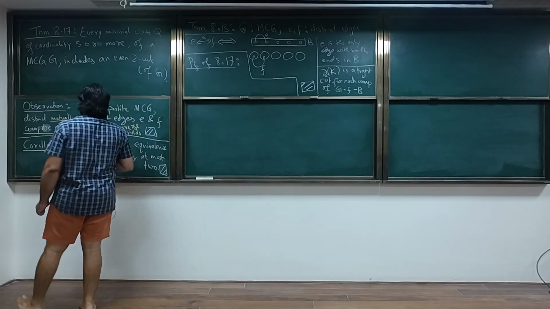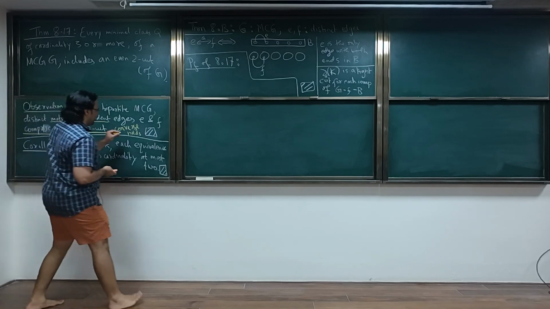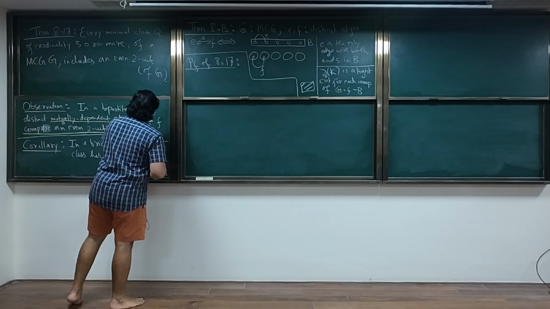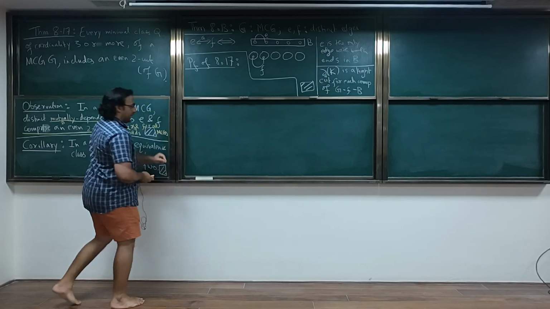If 2 edges comprise an even 2-cut, then in any perfect matching, we will either use both of them or neither of them. Therefore, they are mutually dependent. Converse holds for all matching covered graphs.